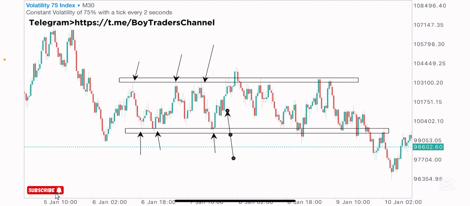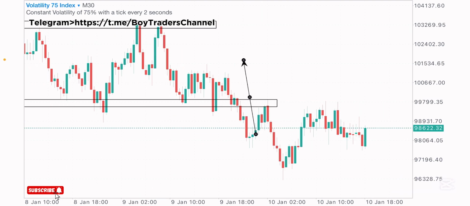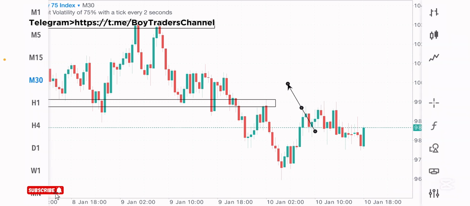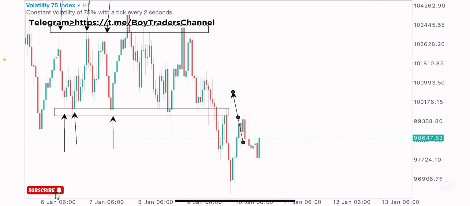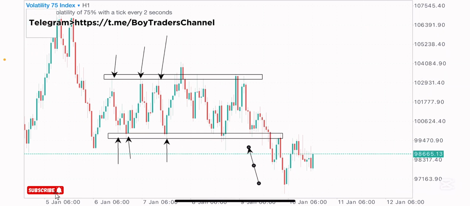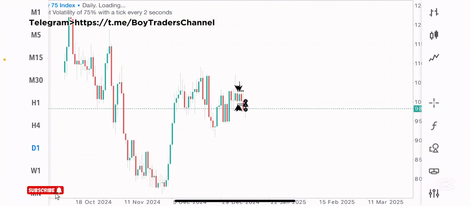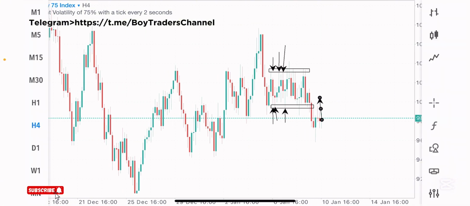Like we're on the 30 minutes time frame on Volatility 75 Index, it means each and every candlestick right now takes 30 minutes to form. So when we switch to the 1 hour time frame, it still means that each and every candlestick on this 1 hour time frame takes 1 hour to form. So the bigger time frame you switch to, the smaller the chart becomes, the more detailed the chart becomes.